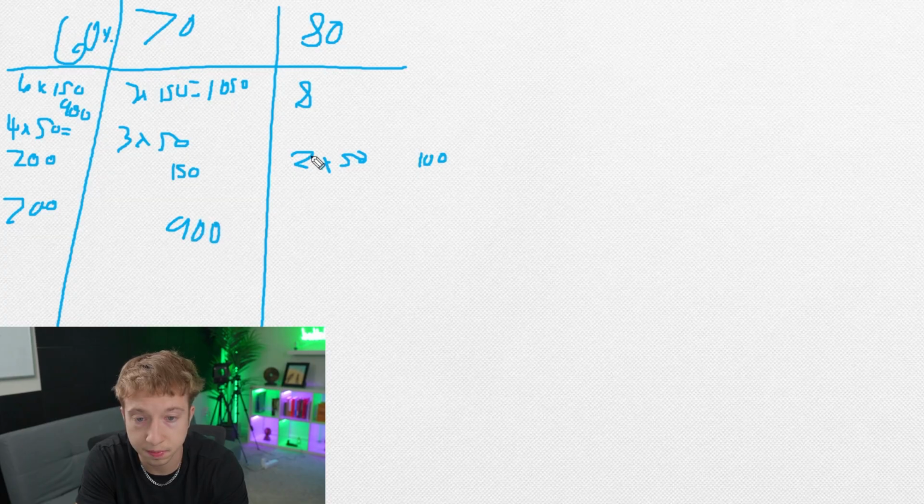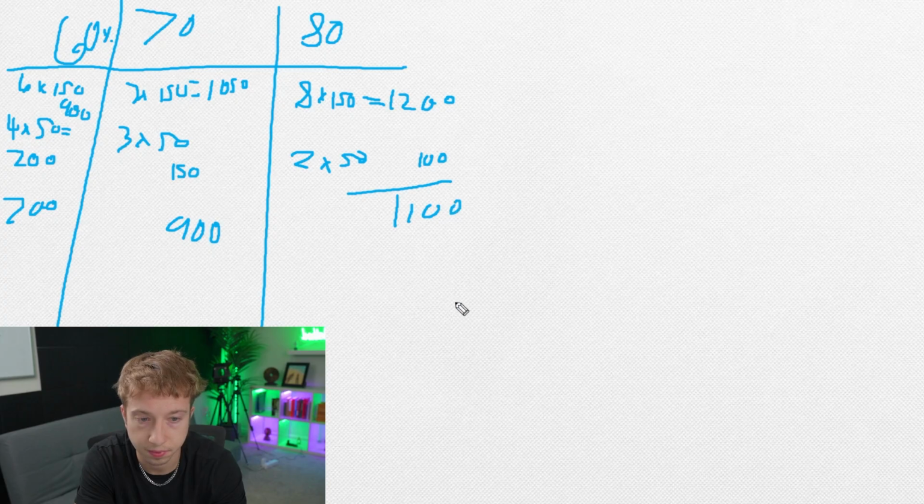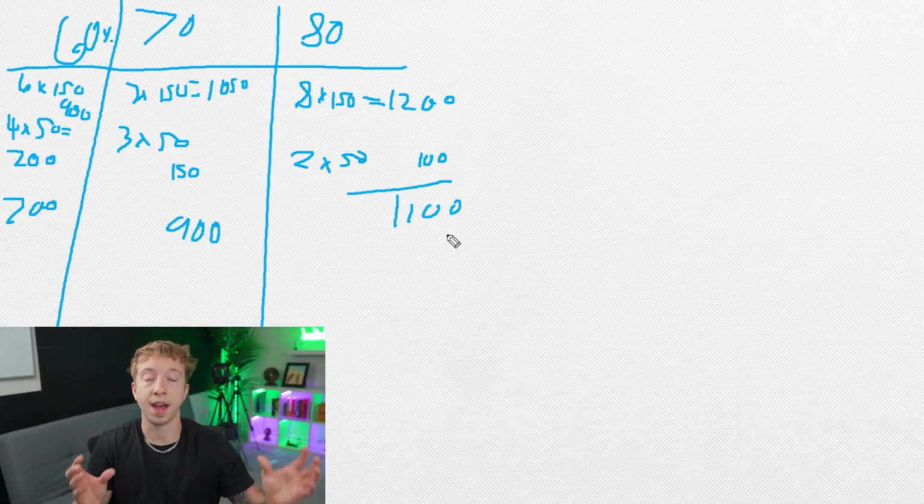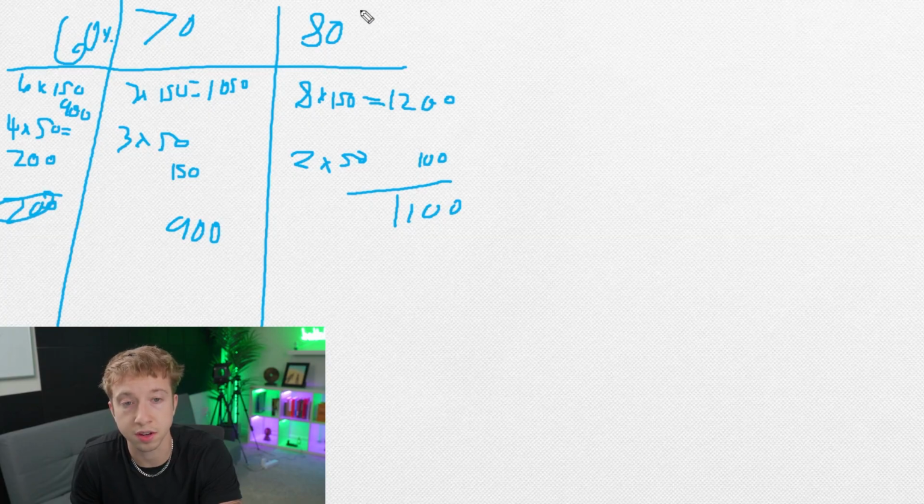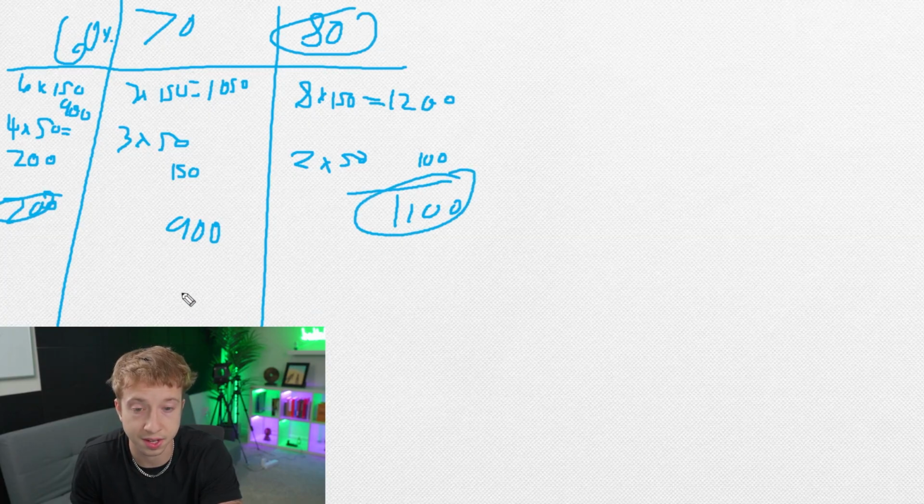Up $900, times this by 150, 8, 4, 1,200, 1,100. So you guys can see how much it varies, right? At a 60% win rate, you're up $700. At an 80% win rate, you're up $1,100 after 10 trades, which over time really does compound.